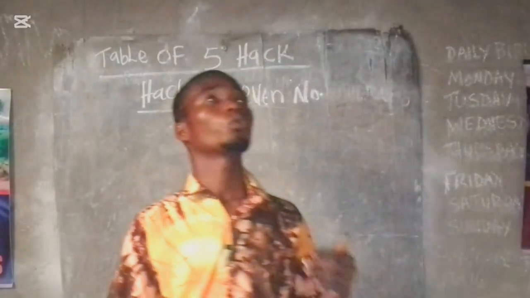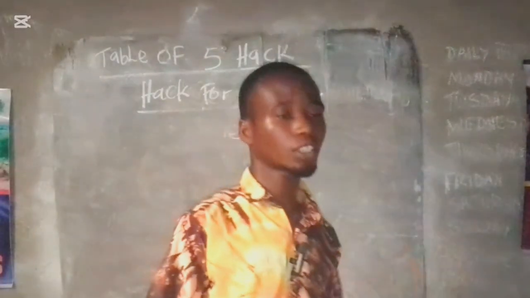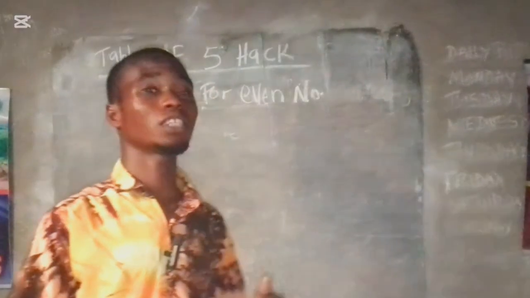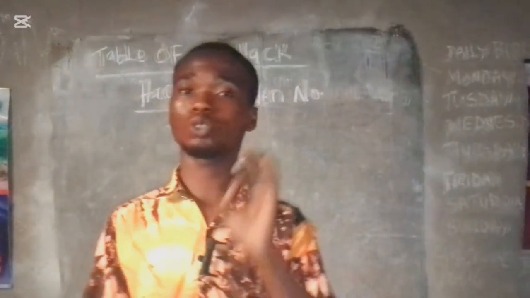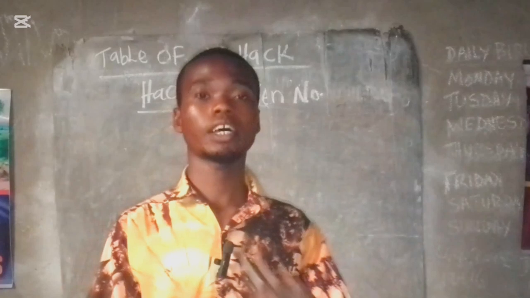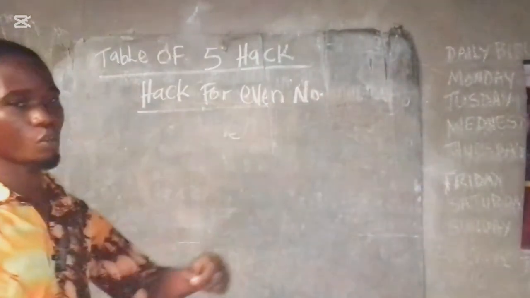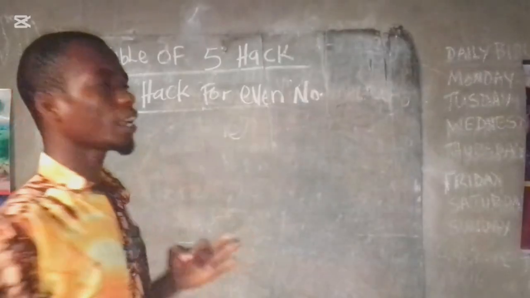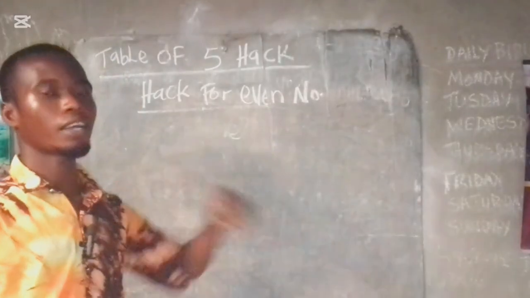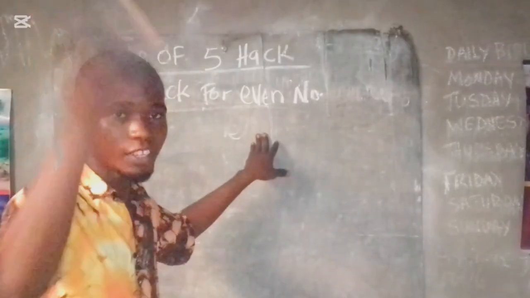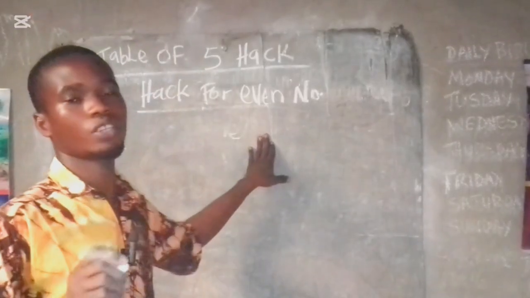Numbers like 1560, 5000, and so on. So these are even numbers: numbers that 2 can divide without any remainder. Now, what is the hack for even numbers? When you multiply 5 with an even number, you should halve that even number and add 0 to it.